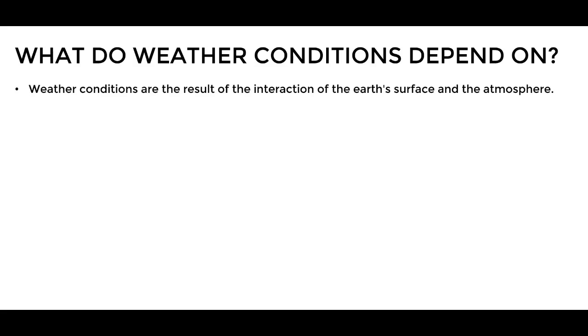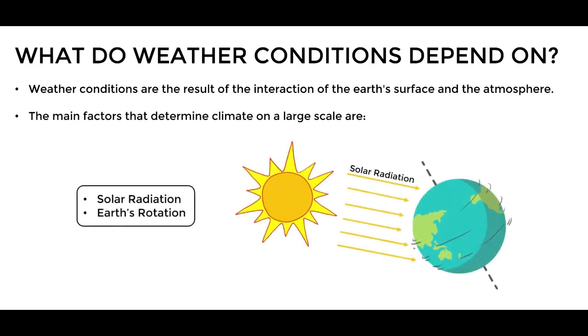More specifically, the main factors that determine climate on a large scale are the amount of solar radiation absorbed by the surface and the Earth's rotation. In fact, we can say that the sun behaves as a kind of weather engine for the planet, since thanks to these two factors, the Earth's surface is heated unevenly, which generates pressure differences between different areas, which in the end trigger all the weather phenomena that we know.